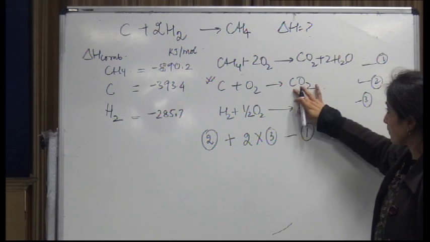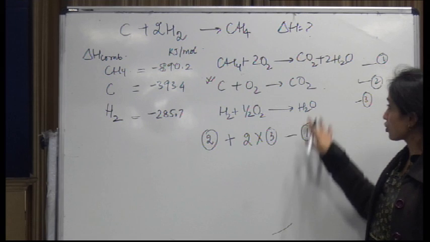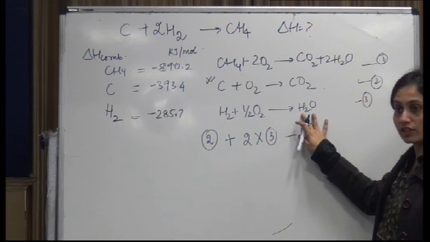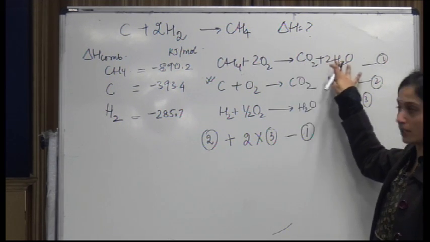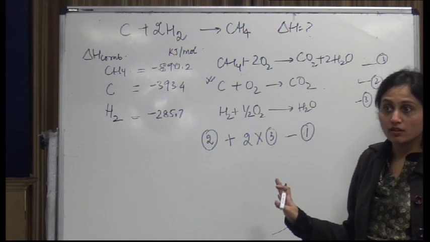No, what is your right hand side? Let's check it out. 2 plus 2 into 3 here. So right hand side will be CO2 plus 2H2O minus CO2 plus 2H2O. Do you want me to solve it on the board? No, ma'am. Please work it out.